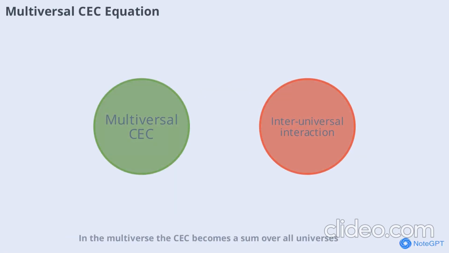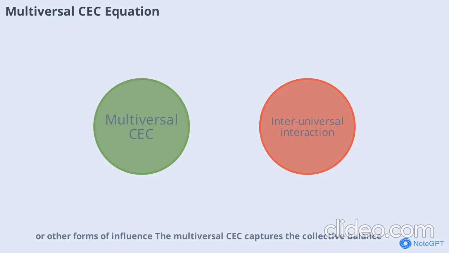For the multiverse, the CEC becomes a sum over all universes. C_multi equals Σ C_i f(U_i, U_j), where C_i is the CEC of the i-th universe and f(U_i, U_j) represents the interaction between universes. This could include gravitational pull, quantum entanglement, or other forms of influence. The multiversal CEC captures the collective balance, showing how universes can affect each other's equilibrium.